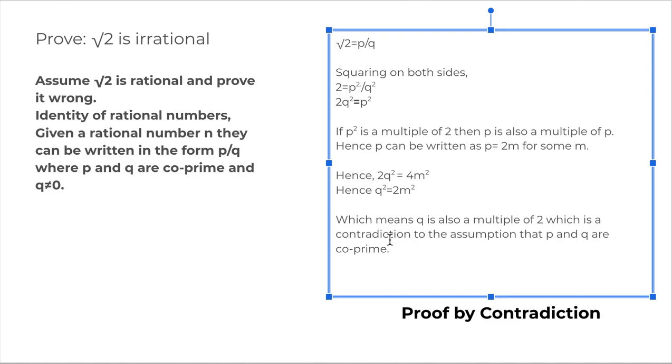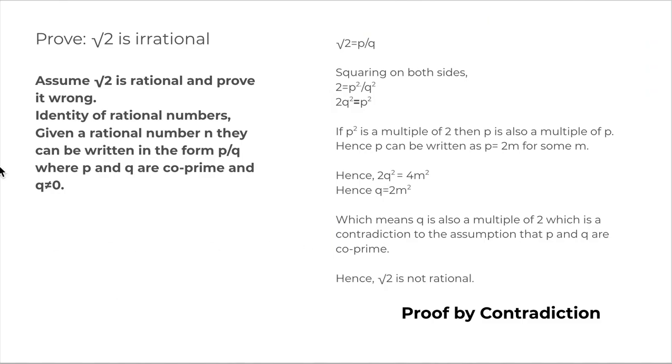So we assumed that root 2 is rational, and we proved that it is wrong because they both are coprime, right? Because the property of a number to be rational is that P and Q are coprime, but here we proved that P and Q are not coprime, and hence that is the contradiction. And by contradiction, we proved that the assumption was wrong and the original statement holds true. That is, root 2 is irrational.